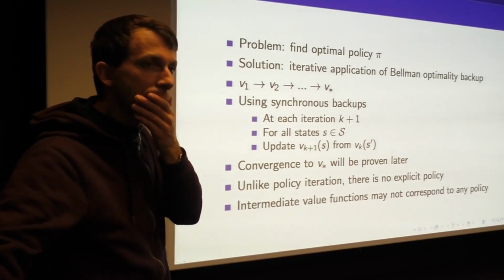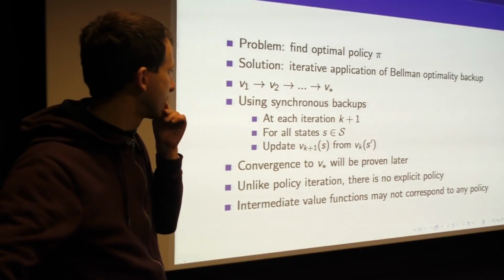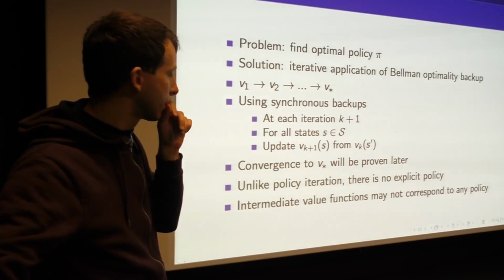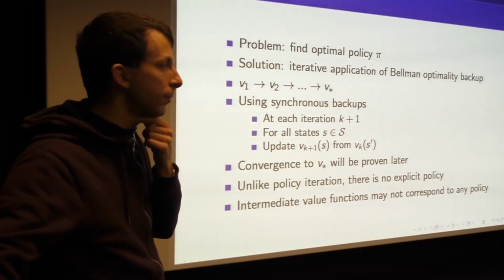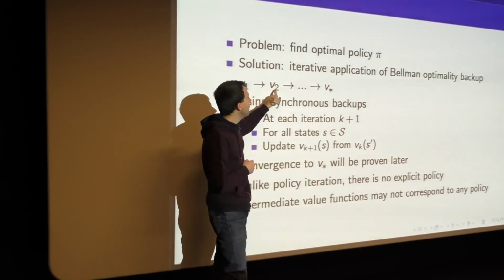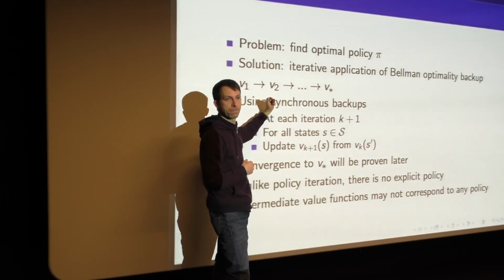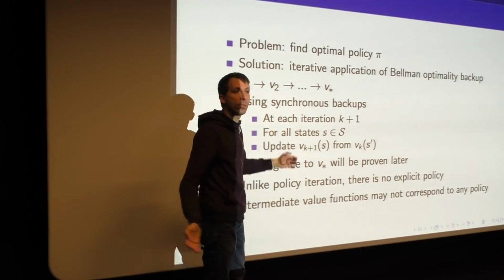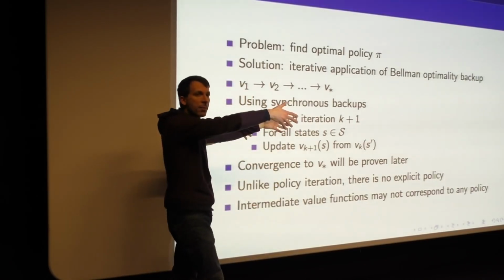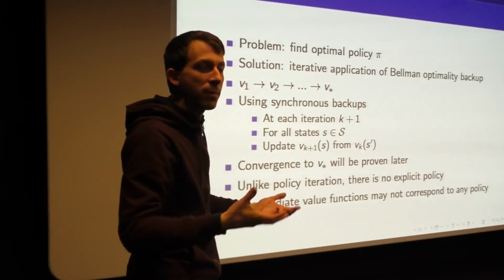What do you mean that this value iteration could not correspond to any particular policy? I mean that the intermediate v's that you get may not equal v pi for any pi. They're just intermediate constructs that we've created by iterating some algorithm, and at any given moment they might not be the value function of any real policy.